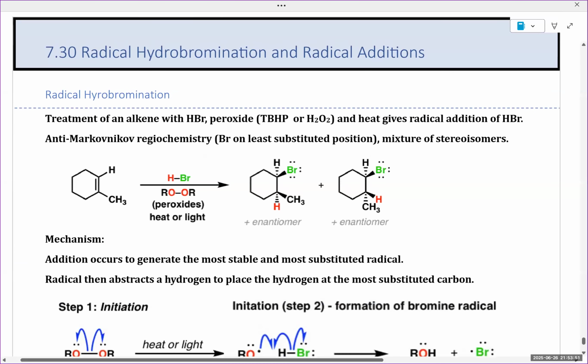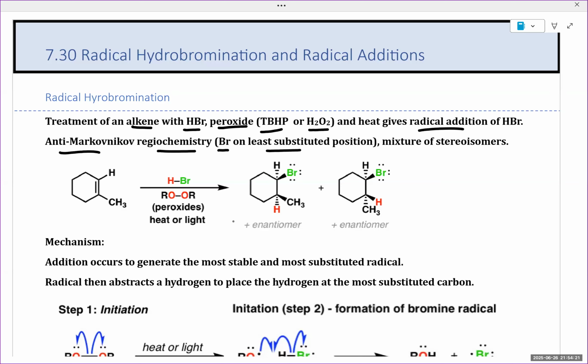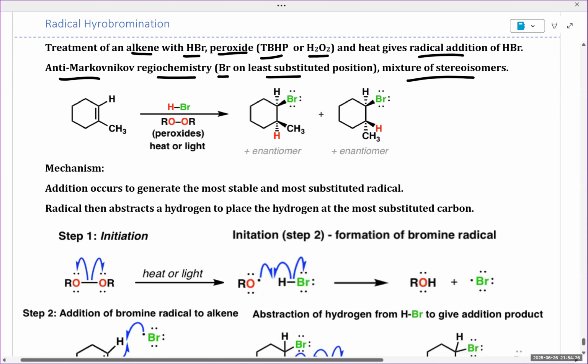Let's conclude this chapter now by discussing radical hydrobromination and radical additions. Treatment of an alkene with HBr and a peroxide, be it tert-butyl hydrogen peroxide or hydrogen peroxide, in the presence of heat yields radical addition products. Radical addition occurs with anti-Markovnikov regiochemistry, where the bromine atom is installed at the least substituted position, and you get a mixture of stereoisomers.